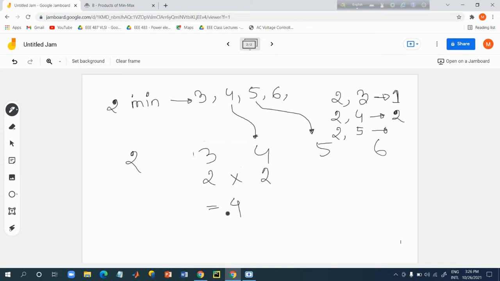So the total number of options are 4. So 2 being the minimum and 5 being the maximum, we can only create 4 possible subsets, right? So this part is the most important part in this problem.